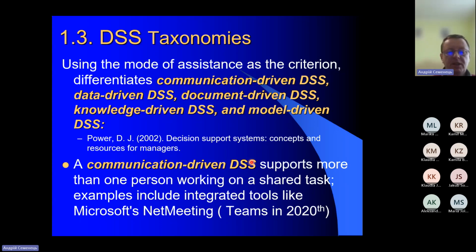Communication-driven DSS means supporting more than one person working on a shared task. So in this sense, any kind of communication platform, even Teams, for example, could be seen as communication-driven DSS. In this case, of course, the decision is made by the actors, the staff who joined together on the communication platform. But because the platform's technical features allow us to work together, in some sense it can be seen as DSS.